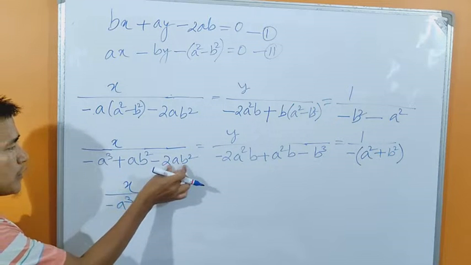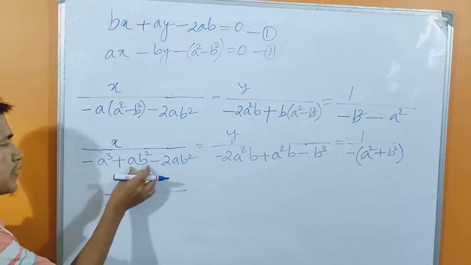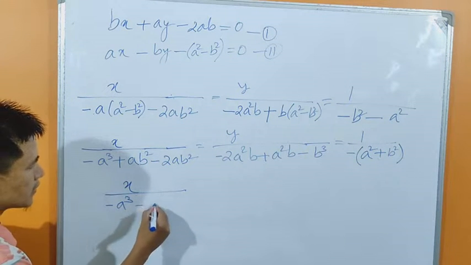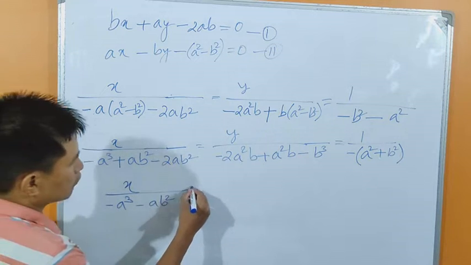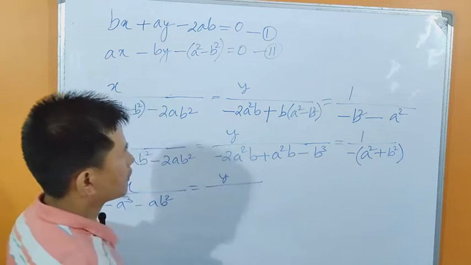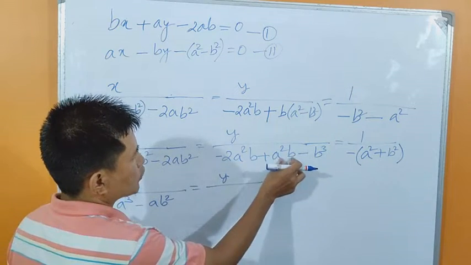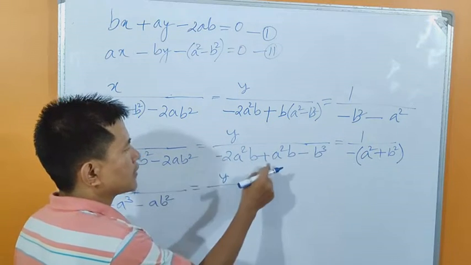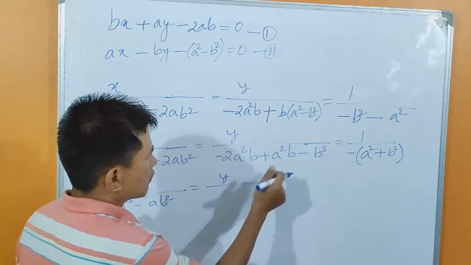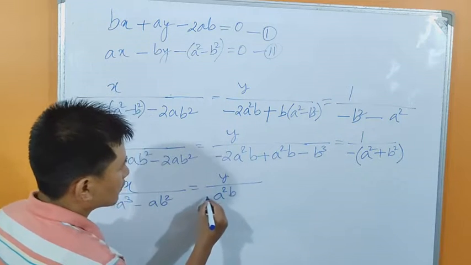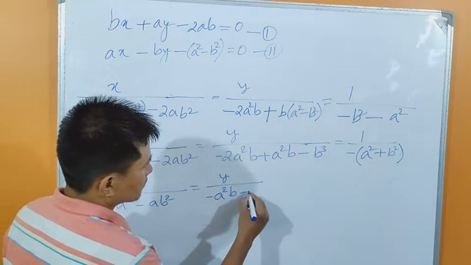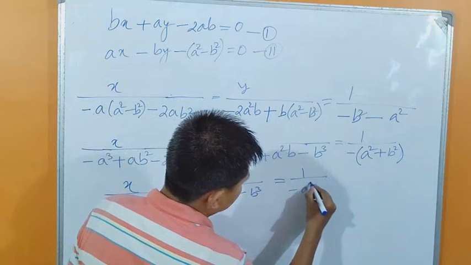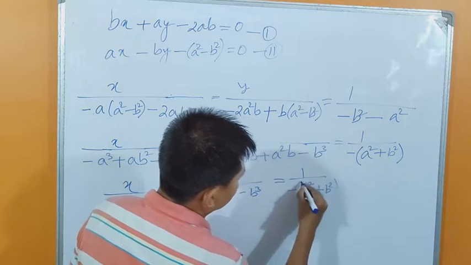Now you can see 2ab square and ab square. They are same but the signs are opposite. 2ab square minus ab square is minus ab square. Equals to y upon, here also you can see 2a square b and a square b, same number, but their signs are opposite. This is minus and this is plus. 2a square b minus a square b is a square b. Sign of the greater number comes from a square b minus b cube. Okay. Equals to 1 upon minus a square plus b square whole.